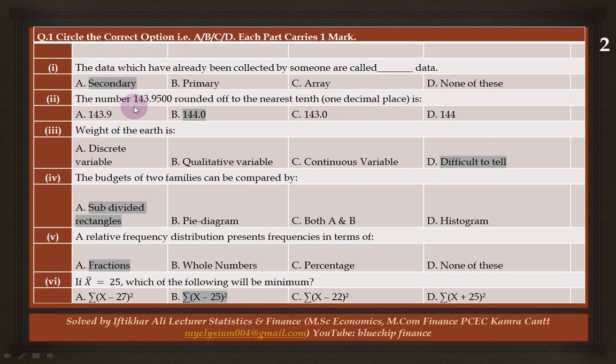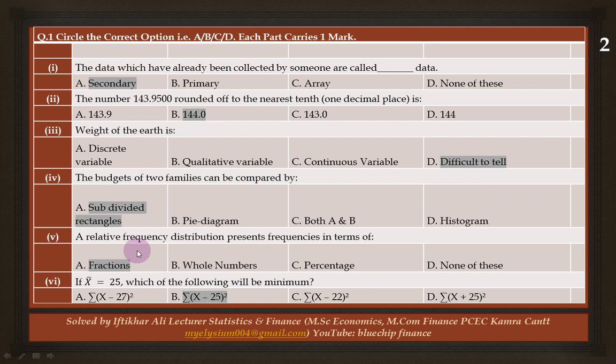Number 2, the number 1439500 or 143.9500 rounded off to the nearest tenth, one decimal place, the correct option is 144. Third question is weight of earth, the correct option is difficult to tell. Fourth question is that budgets of two families can be compared by. The correct option is subdivided rectangles.